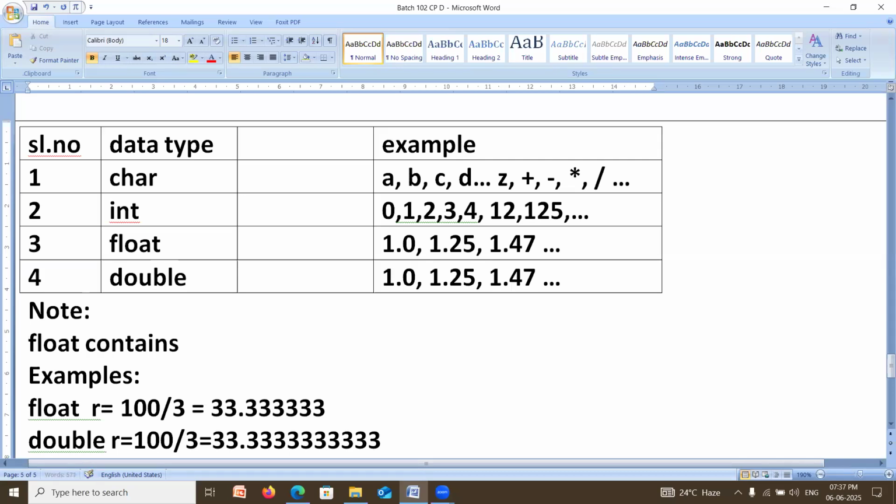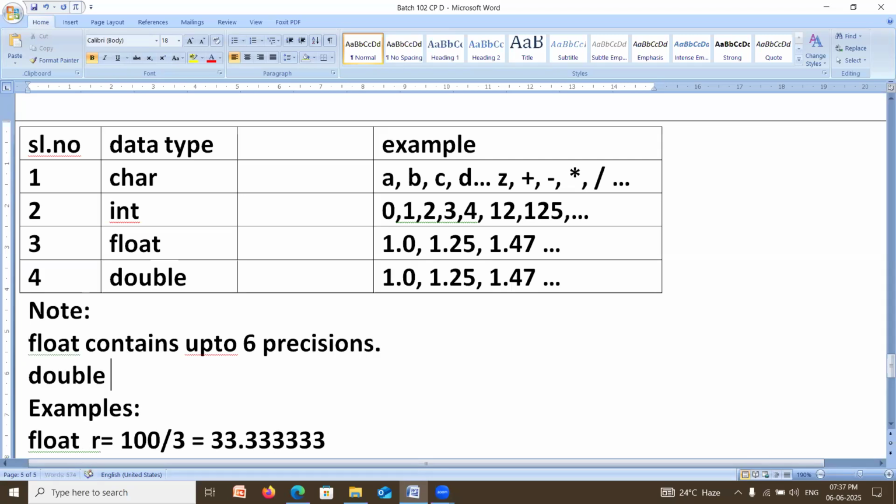Float contains up to 6 precisions, whereas double contains up to 10 precisions. It is the difference between float and double.